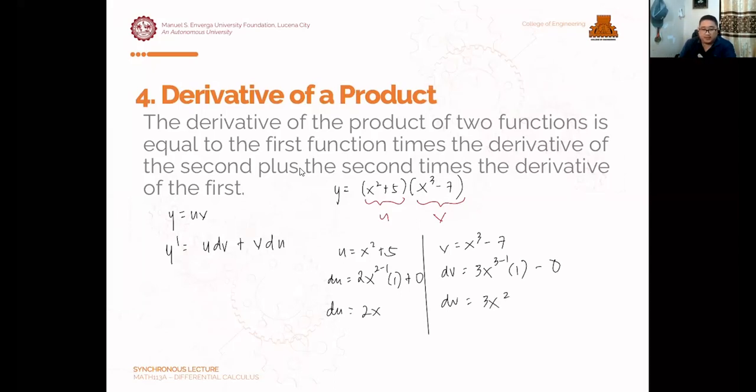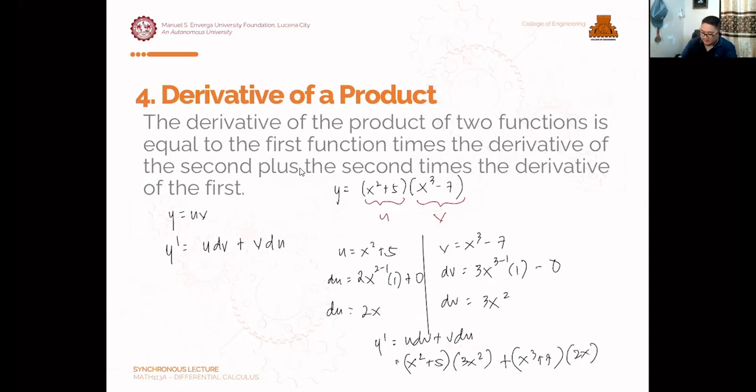Now, meron ka na niyan. Gamitin mo na yung formula mo for derivative, which is ito. Ta-substitute mo na lang. So, y prime is equals to u dv plus v du. Substitute mo. Ano yung value mo ng u? Ito, yung u mo. So, x squared plus 5. Ano yung value ng dv mo? dv mo ito. So, 3x squared. Plus yung value mo ng v. Ito. X cubed minus 7. Don't forget yung parenthesis kasi multiplication yan. And then yung du mo, which is ito.